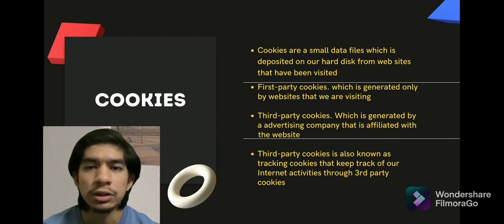When the cookie is exchanged between your computer and the network server, the server reads the ID and knows what information to specifically serve to you. Cookies are divided into two types: first party cookies and third party cookies. First party cookies are generated only by the website that we are visiting. This is different from third party cookies. Third party cookies are generated by an advertising company that is affiliated with the website. Third party cookies are also known as tracking cookies, which can keep track of our internet activities. Okay, that's all from me.